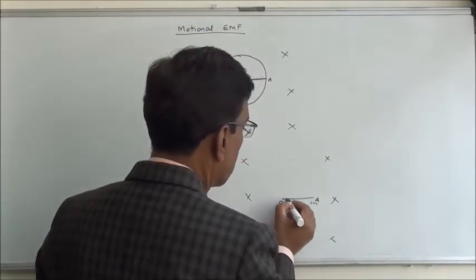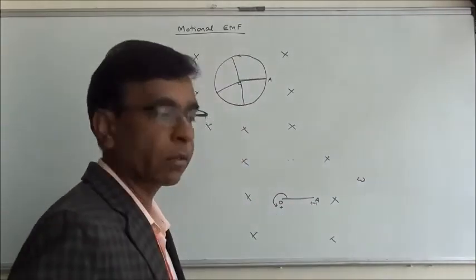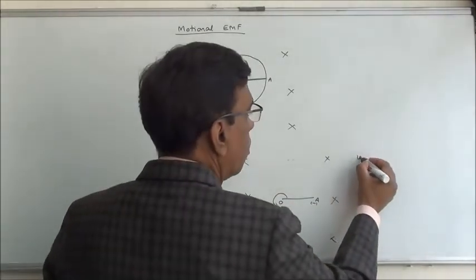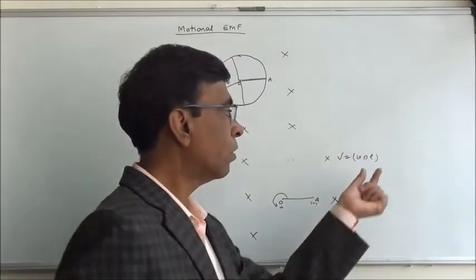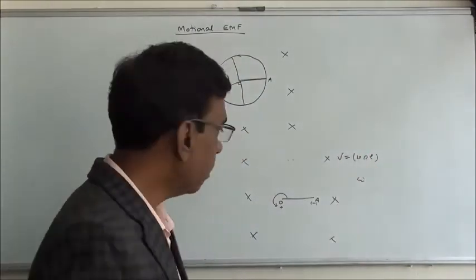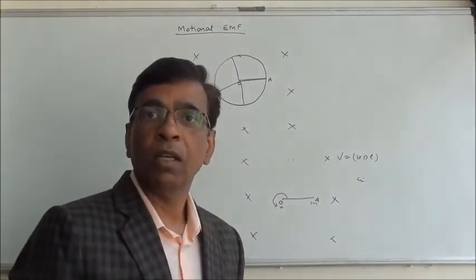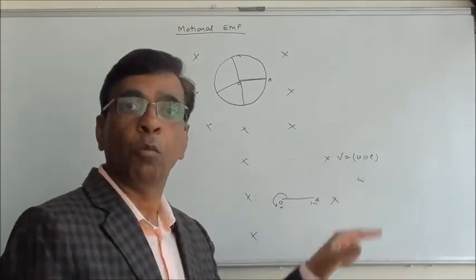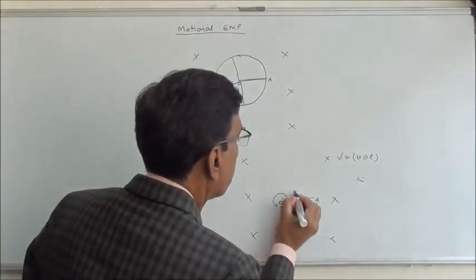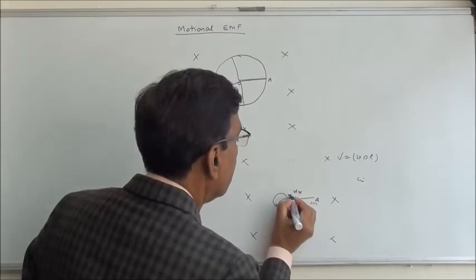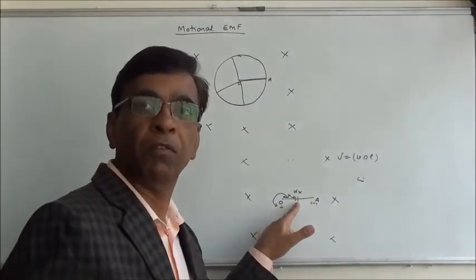This is negative, this is positive, and it is moving. Let me take the angular velocity as omega. We have just done VBL, the induced EMF for a length L. Now every part of this rod has a different V, but omega is the same. So let us take a very small part of this rod, of length dx at a distance x, and find the EMF for this dx.